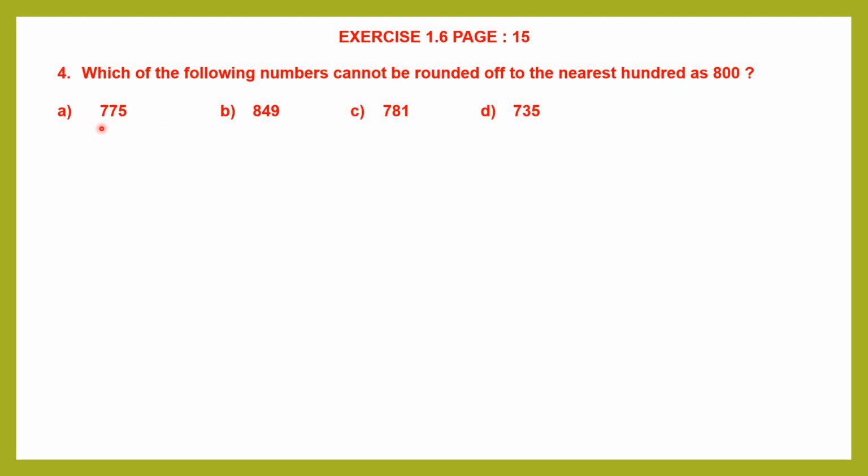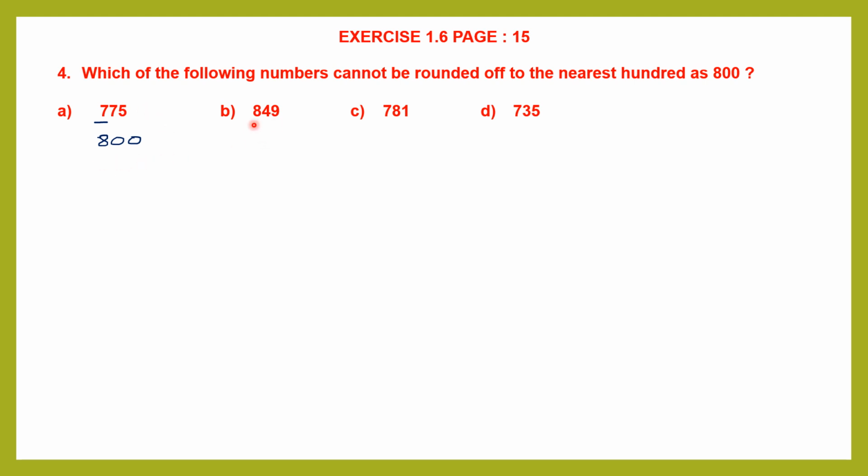So let's start with the first one. Whenever you're asked to round off to the nearest hundred, we have to underline the digit in the hundreds place. Now we have to look at the digit next to it to the right. So the digit to the right is 7, which is more than 5. If it is more than 5, you have to increase 7 by 1. So 7 will now become 8 and the other two digits will become 2 zeros. So here we can round off 775 to the nearest hundred as 800.